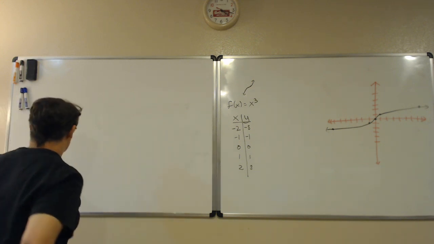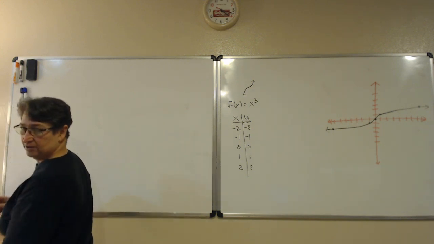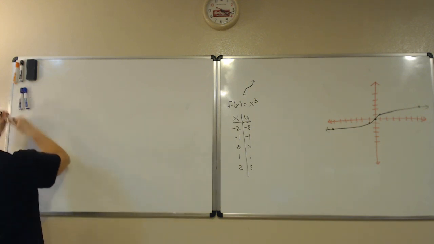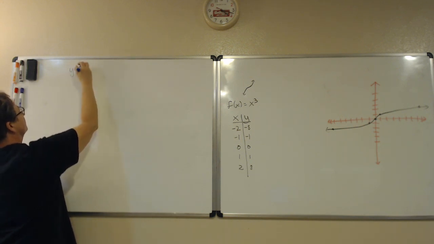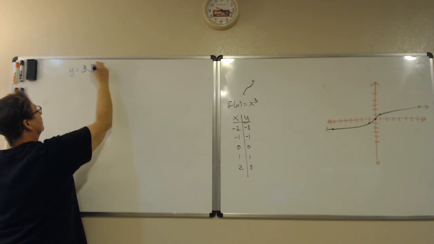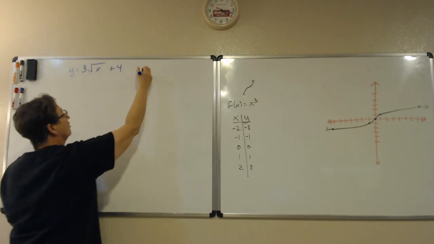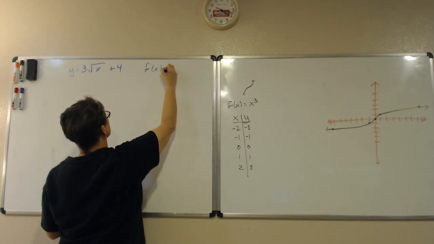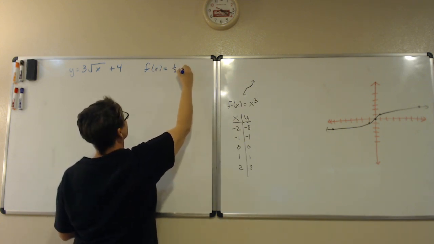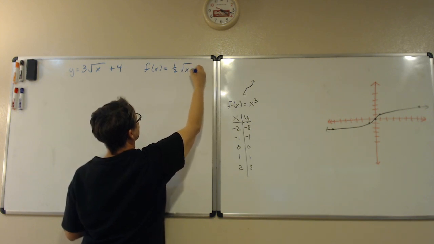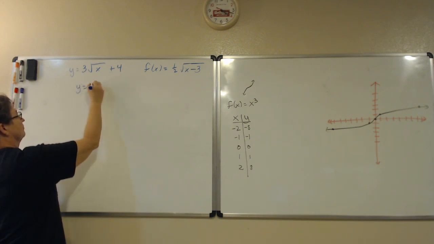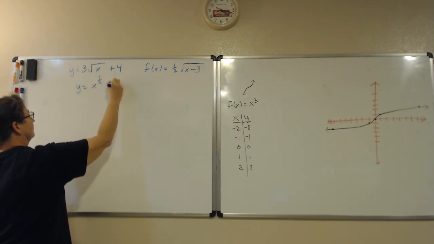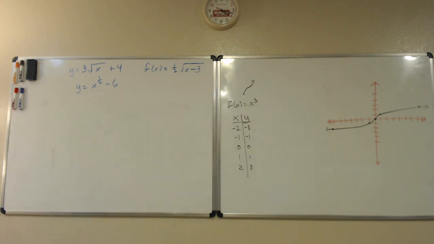Uh-oh, that black is dying on me. Try this blue. See if you can see the blue. Y equals, or maybe do f of x equals, I don't know, something like this. Or maybe we have a function that looks like this. So what do you see that all of those do?